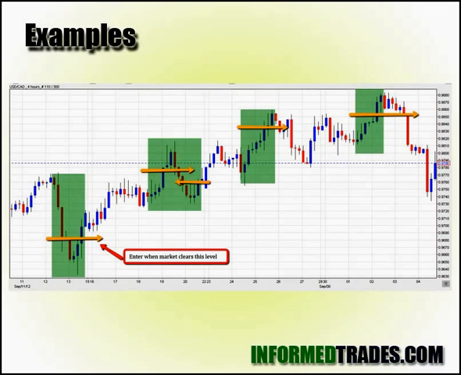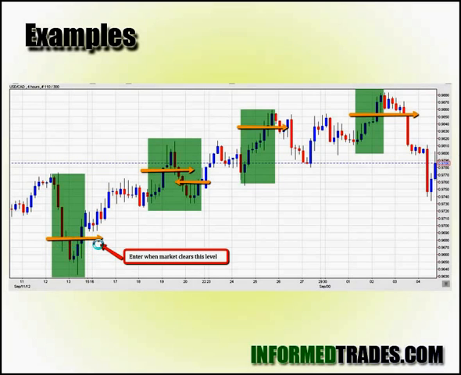Examples. Okay. So here on the left side, we see 5 bars. 1, 2, 3, 4, 5. That's our cue to start looking for a reversal. Okay. Now we start getting some signs of reversal. We have this inside bar here. We have a blue candle or a bullish candle here with a long wick.